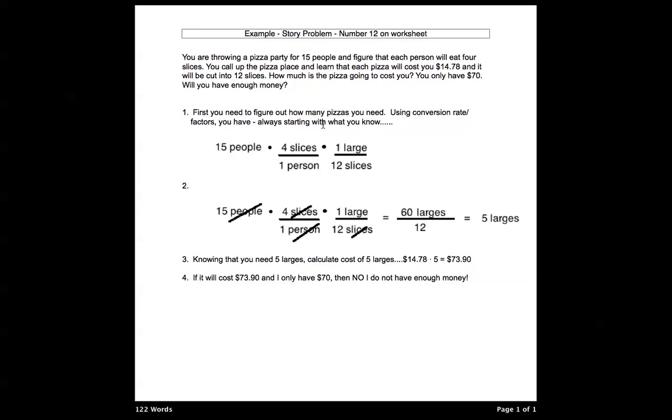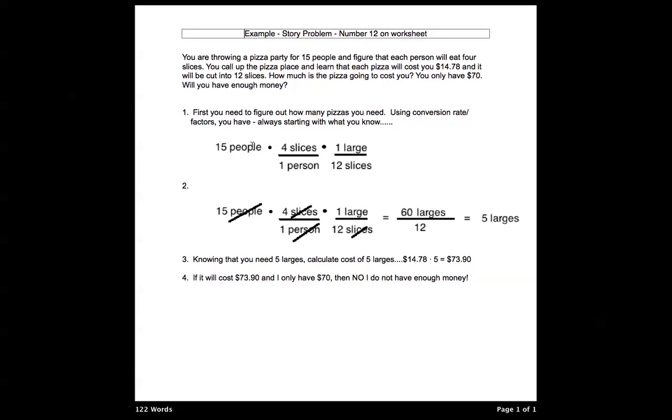So first, you need to figure out how many pizzas you're going to order. Using the conversion rates, remember you always start with what you have. So I put in here that I know from the very beginning that I have 15 people coming. Okay, I don't want to know how many people are coming, so I'm going to put people on the bottom. What do I have in the problem that deals with people? And it is this message right here that says I have 4 slices for every one person.